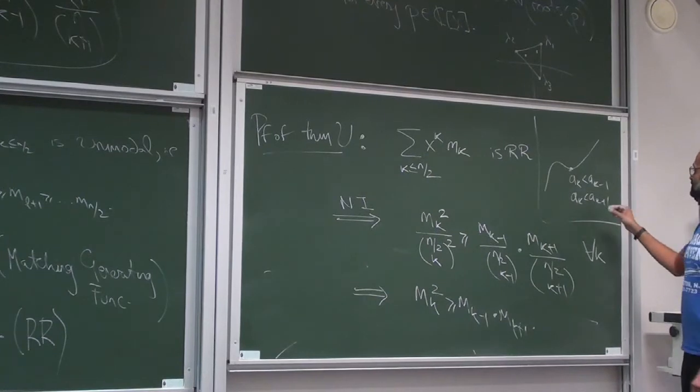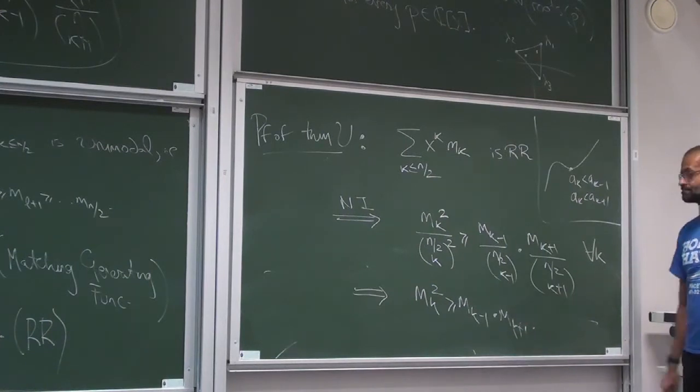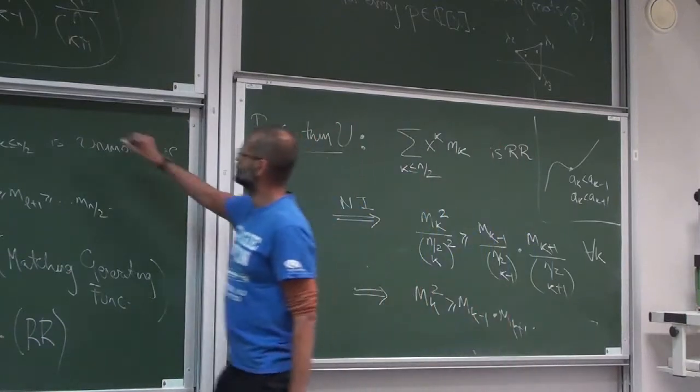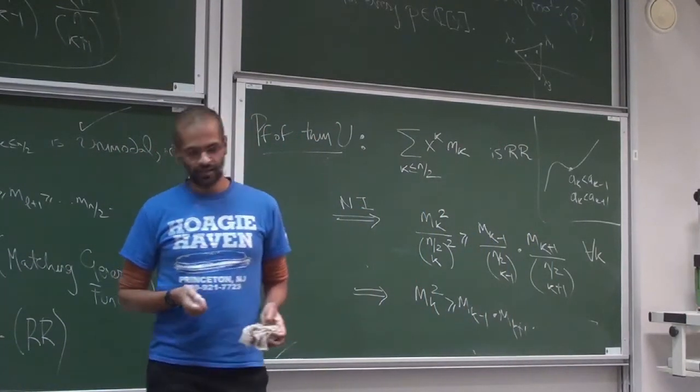One of those inequalities has to be strict. And that's not possible. Okay? So that proves theorem U. As far as I know, this is actually the easiest way to prove theorem U.